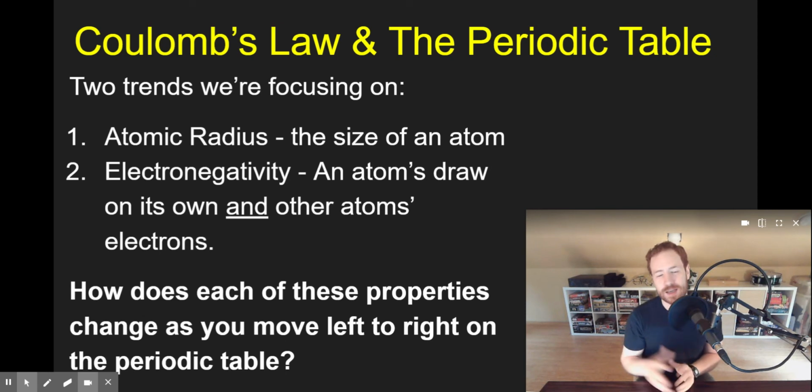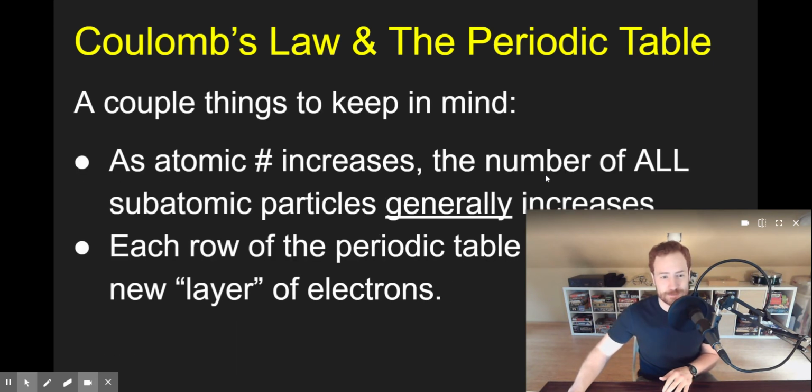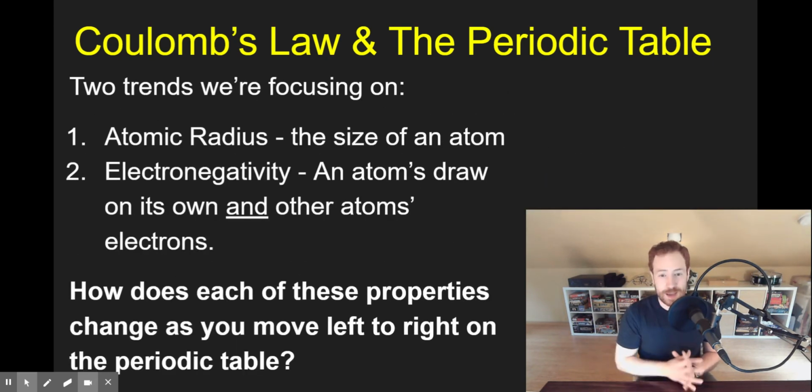So basically, what I'm asking you to do in this assignment is determine how does each of these properties change as you go from left to right across the periodic table, and how does Coulomb's law explain why that is? And that's where I'm going to stop. Like I said, this is just a very introductory video in order to set the stage for you to discover some of these things on your own.